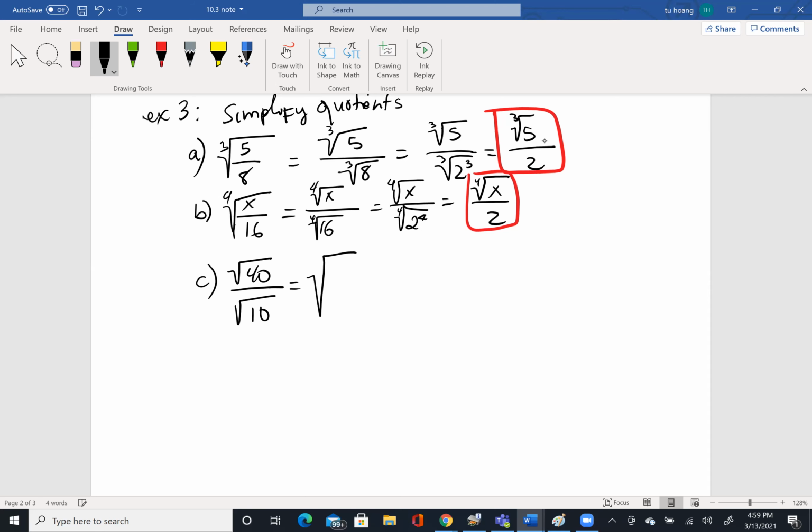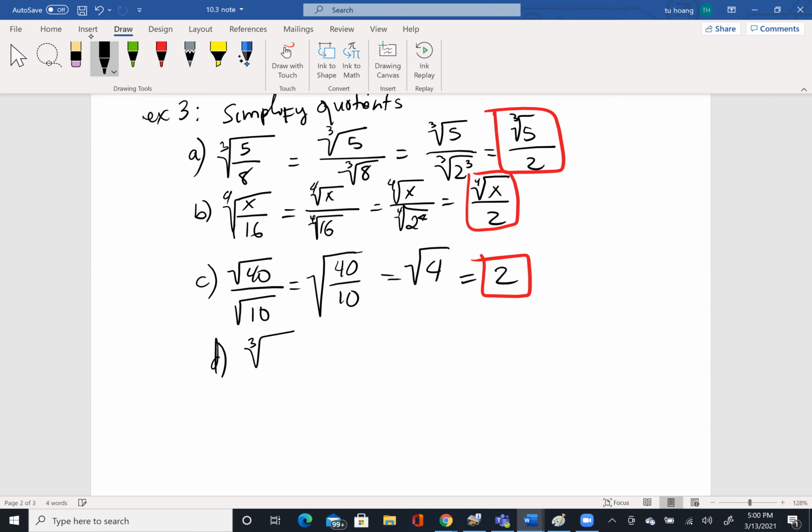So I have a big square root of 40 divided by 10. And I'm going to simplify the radicand first. 40 divided by 10 is 4. And then, square root of 4 equals 2. So sometimes, even though at first it looks like you can't do anything, when you combine or when you split it, it could be easily simplified, right?